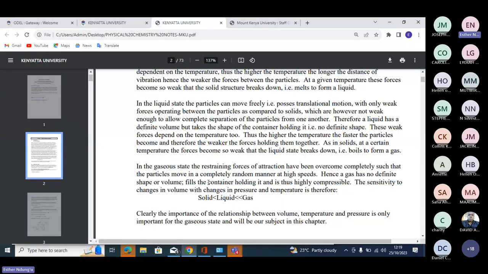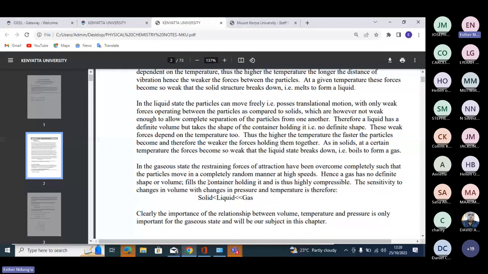If somebody entered a class wearing a certain perfume, it's very easy for the perfume particles to move from where that person is to the last student in class. So in gaseous particles, the forces of attraction have completely been overcome, and they move in a random manner and at high speeds. So gases have no definite shape or volume, but liquids have definite volume.